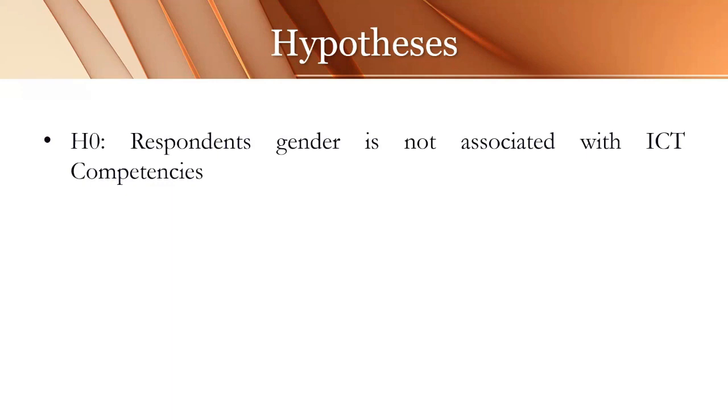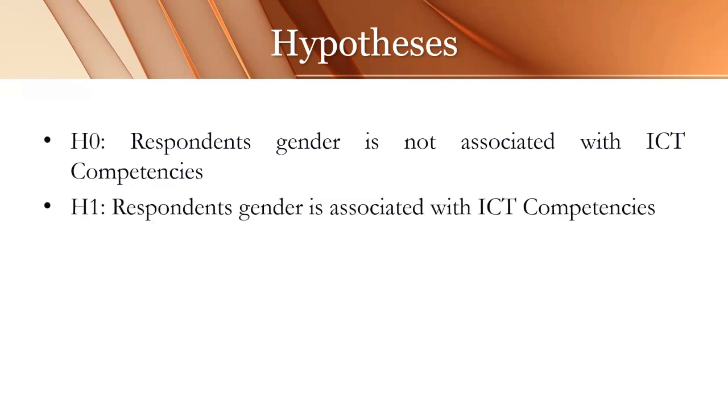Now, next, the hypothesis. Our null hypothesis is that the respondent's gender is not associated with information and communication technology competencies. We already have ICT data, but in order to conduct the chi-square test, I have converted the dependent variable from metric data into categorical data: low, medium, high competencies, based on specific levels. My alternative hypothesis: respondent's gender is associated with ICT competencies.